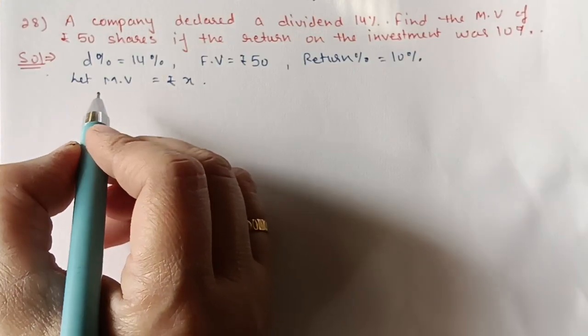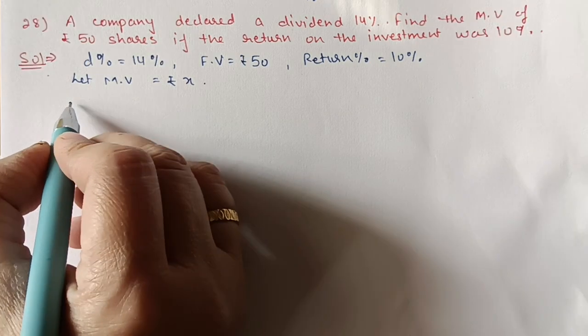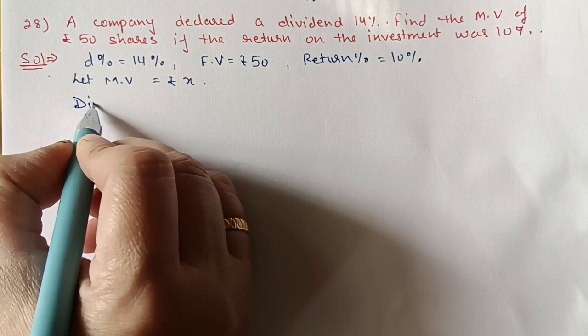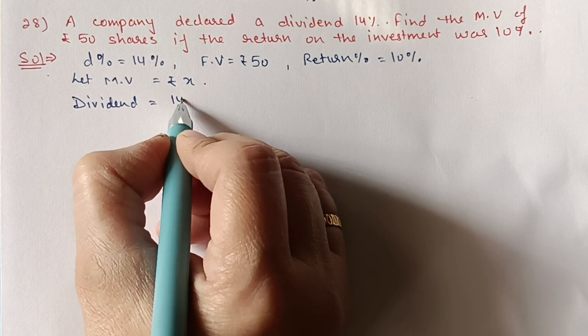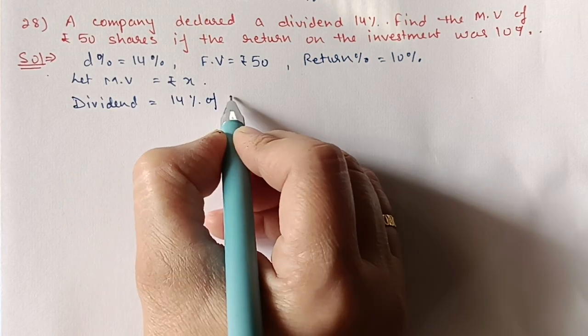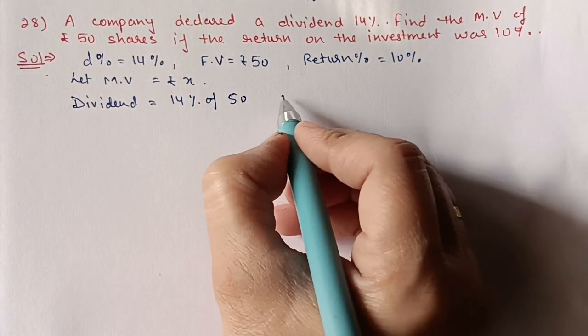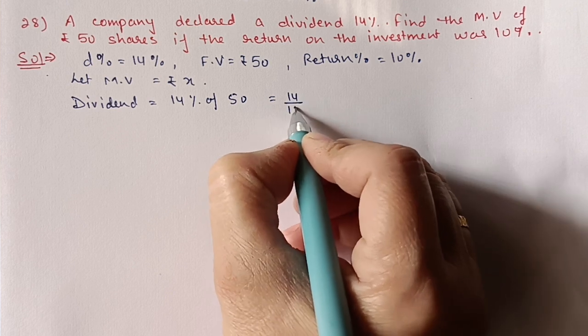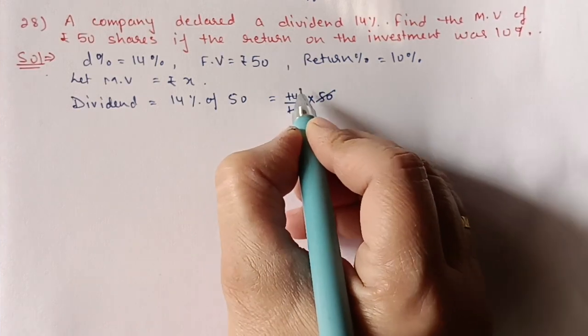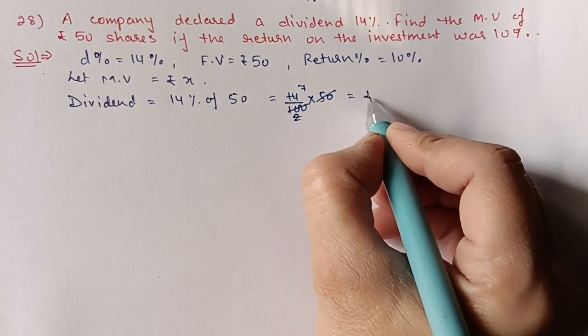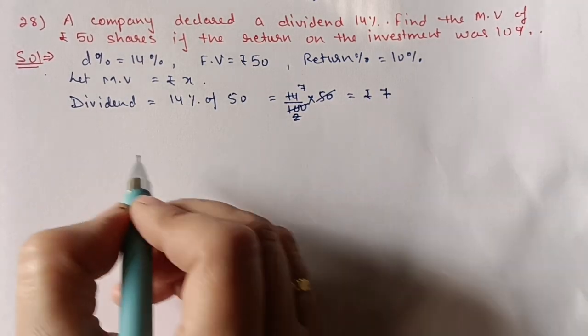So we will calculate the dividend. Dividend is equal to 14% of rupees 50. We are calculating for one share. 5 twos are 10, and 2 sevens are 14. So the dividend we got here is 7 rupees.